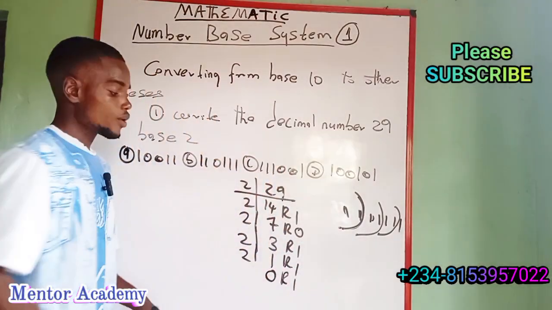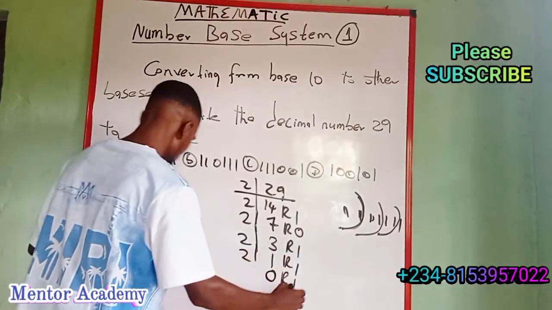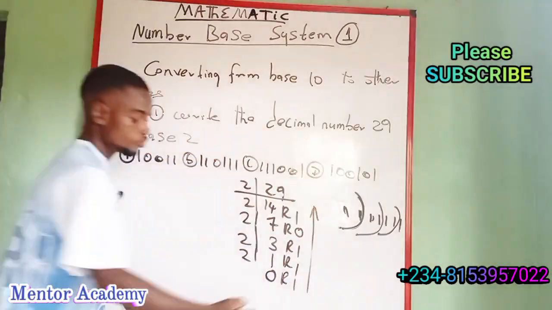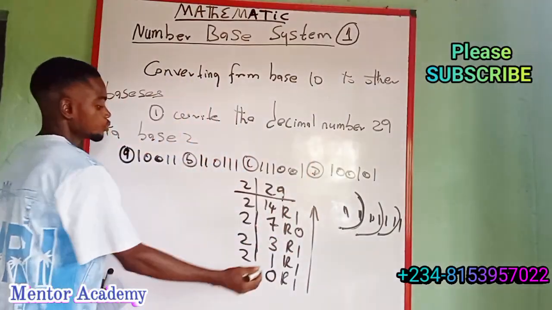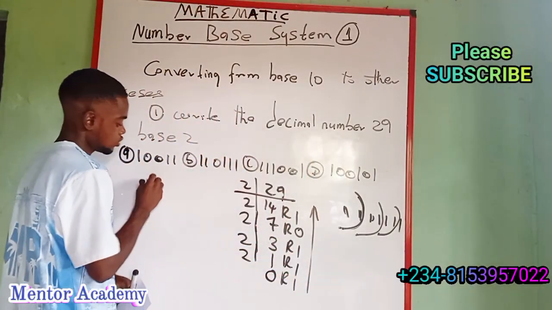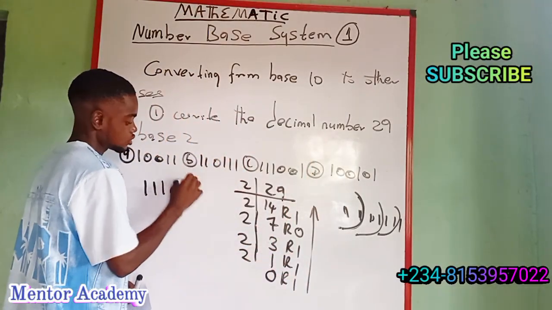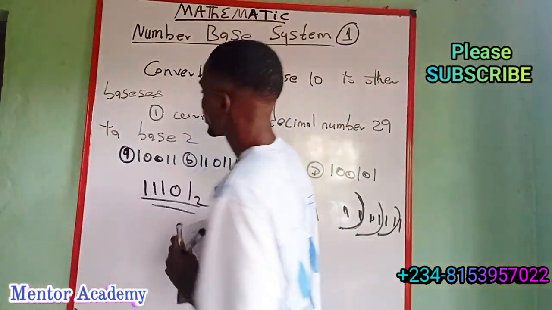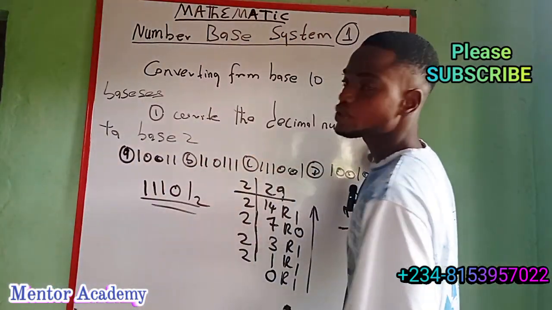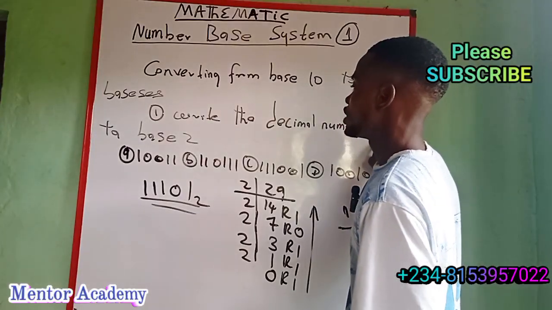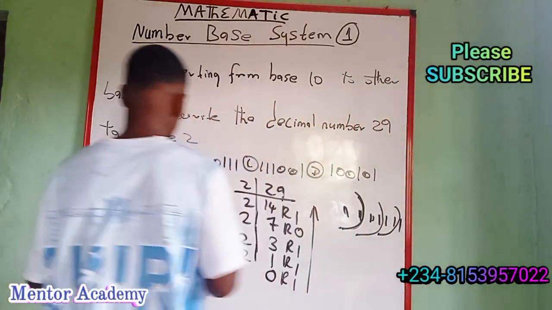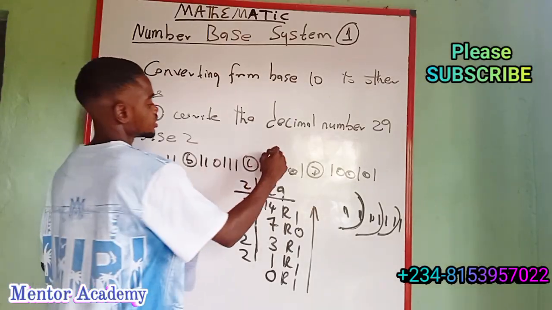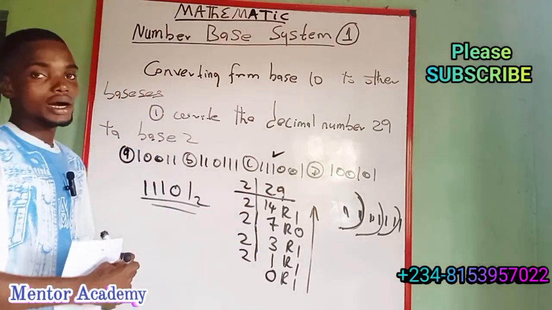Now after you've done this, you pick your answer upward in this form. From this place upward. So picking from here upward, we have 1 1 1 0 1. That is base 2. So we have converted from the decimal number, which is base 10, to base 2. And what is the option that this answer is? This answer is option C. So here we are correct.